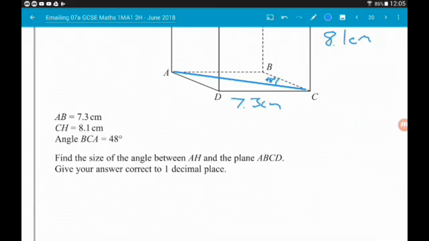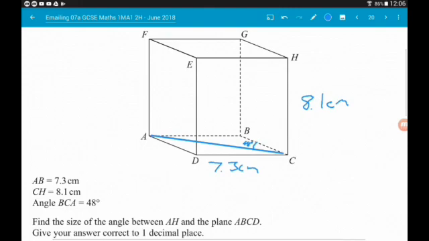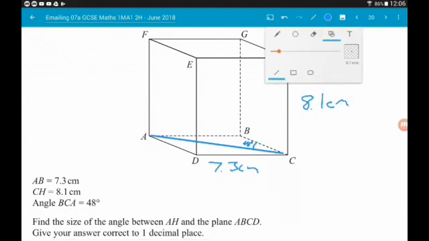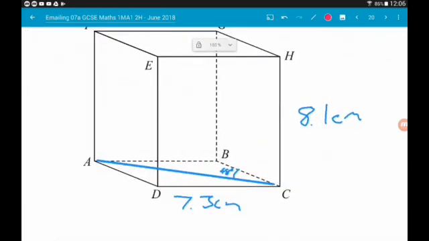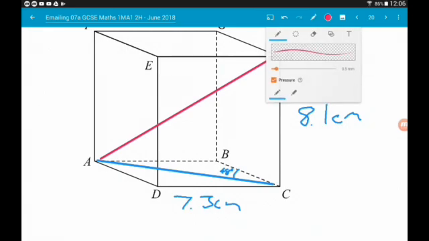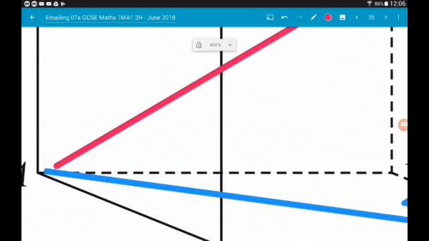We want to find the size of the angle between AH and the plane ABCD. So the plane ABCD just means the base of the shape. AH is this 3D diagonal line connecting A to H. Now the angle that we want is this angle here. So I'm going to call it theta.